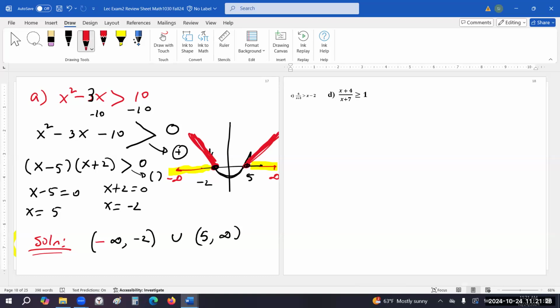And this time, let's do this one. X plus 4 over x plus 7, bigger than or equal to 1. We're going to do the same thing, but we're not going to use graph anymore. We're going to use table because we have no idea what the graph is for this one. If you know the graph, you can use the graph. When you don't know the graph, it's table.